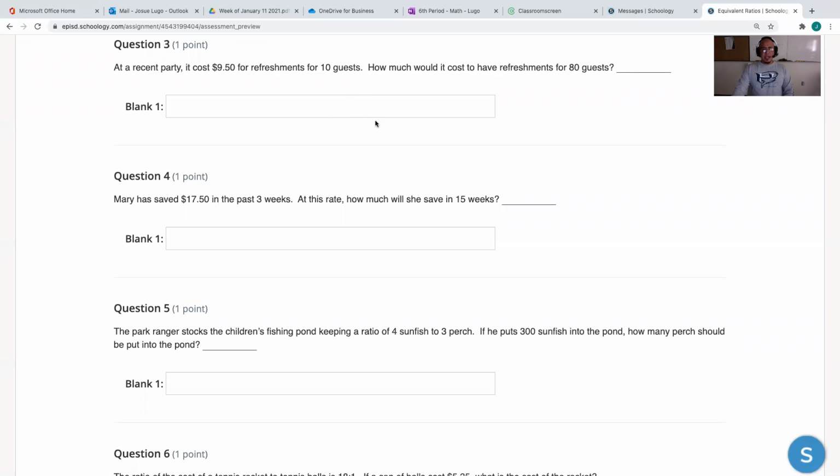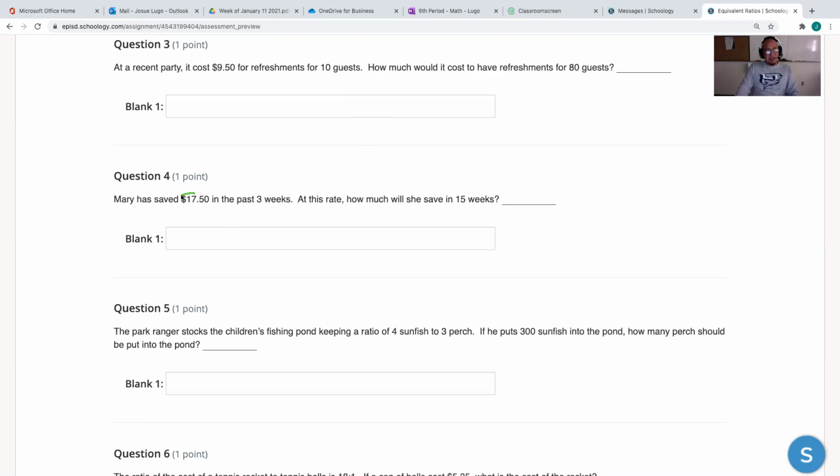So number 4, we have that Mary saved $17.50 in the past 3 weeks. At this rate, how much will she save in 15 weeks? Remember, ladies and gentlemen, our goal is to create a word fraction, a fraction that shows the two things that I'm comparing. Not any numbers involved, just the words. What are the two things that I'm comparing? So let's look at our important information.